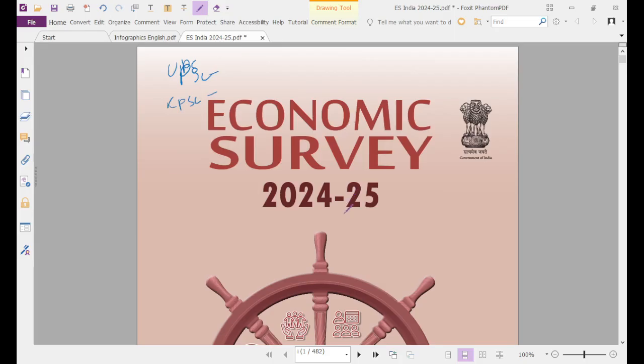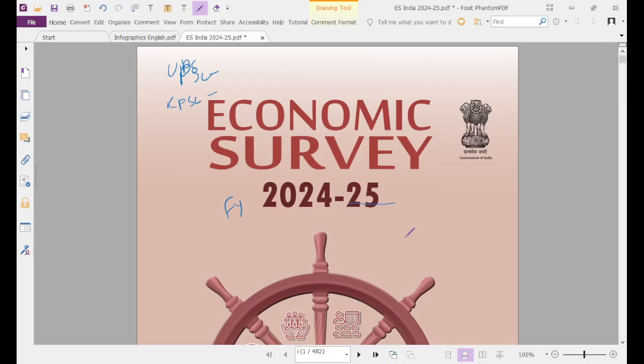So what is the Economic Survey? It's a report on the state of the economy, like the Indian economy, on how it has performed in the previous financial year, FY 24-25. It is released by the Department of Economic Affairs, under the Ministry of Finance, on the advice of the Chief Economic Advisor, and it is prepared every year.